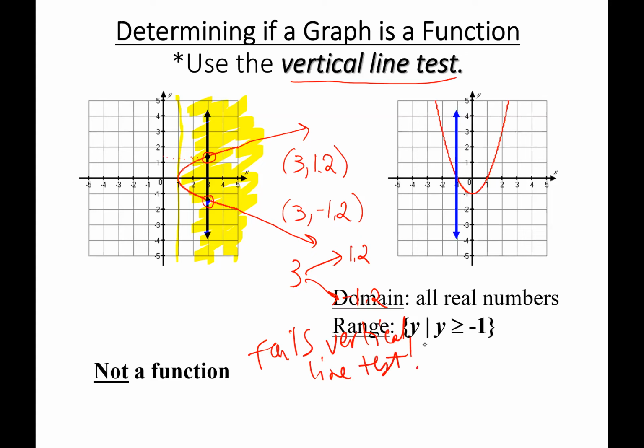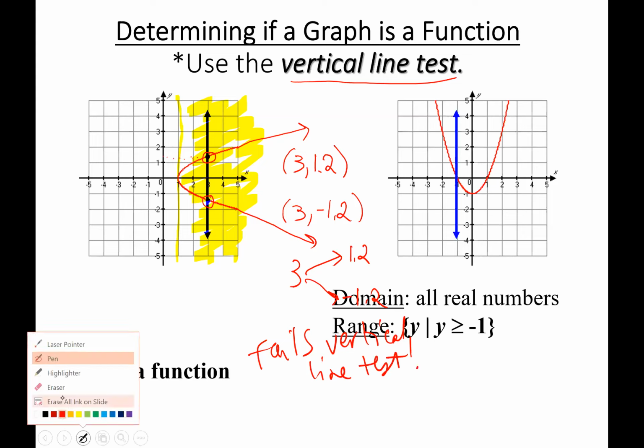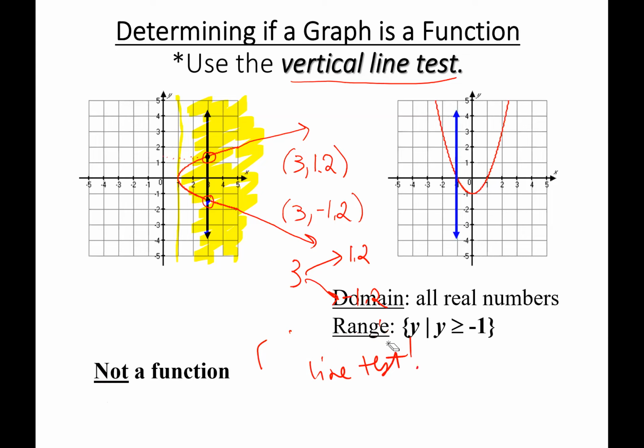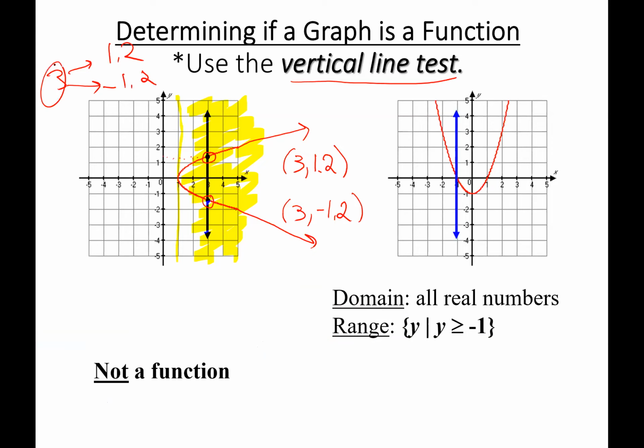Okay, as soon as we see, oops, let's erase that, it's messier than I expected. As soon as we see a vertical line passing more than once, we would say that our graph fails the vertical line test. Okay, I want to put it back because I did want you to have that little arrow diagram. So 3 was going to 1.2, as well as negative 1.2. And that was not okay, right? So this x value of 3 was matched with 2 different y values. This is not a function.